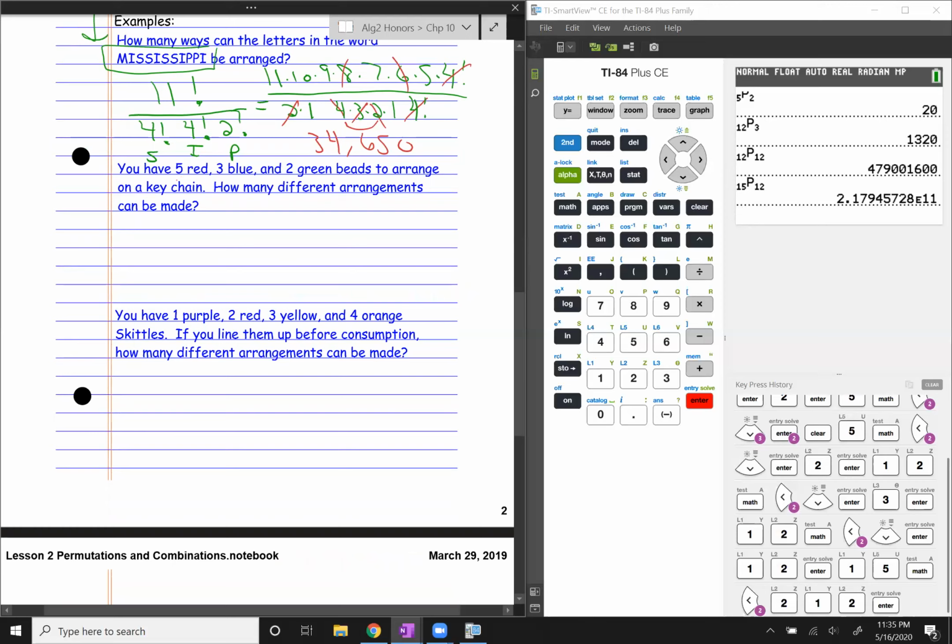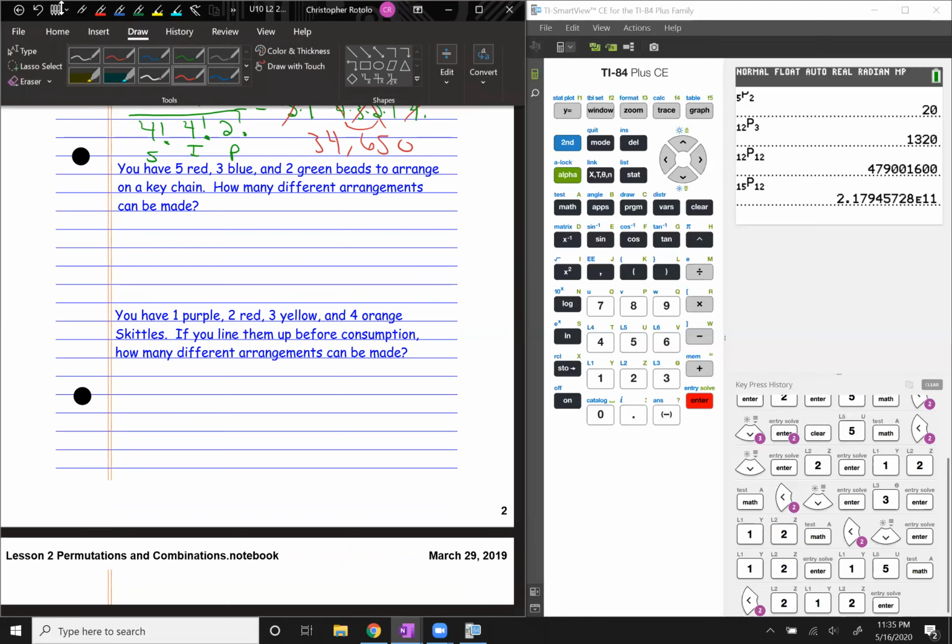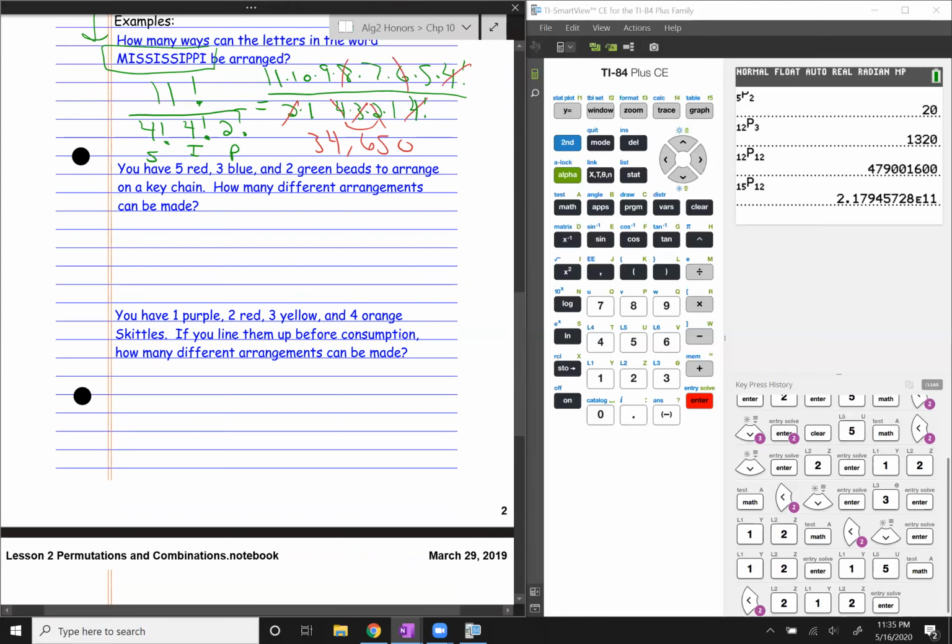So I got some beads, and we're going to put them on a keychain. But if I make the first one red and the second one red, then the arrangement doesn't matter, right? So we're repeating something in there. So this is why it falls into the category that we're in today. So how many are there total? 1, 2, 3, 4, 5, 6, 7, 8, 9, 10. There are 10. And then how many repeat? Well, 5 of them are red, and 3 of them are blue, and 2 of them are green.